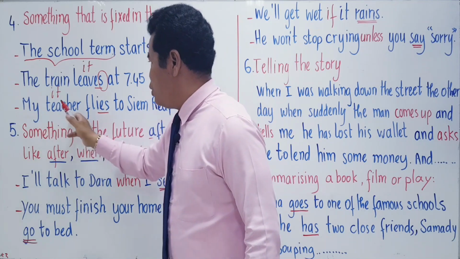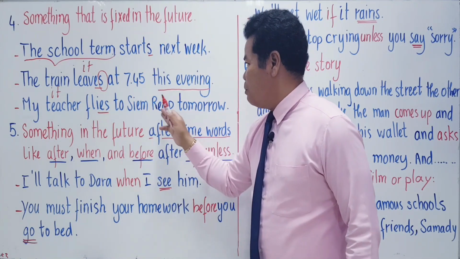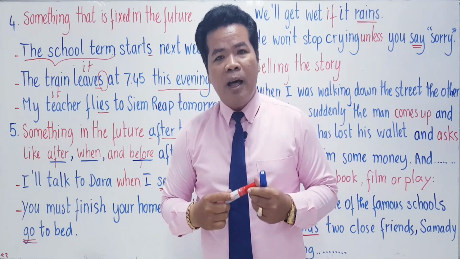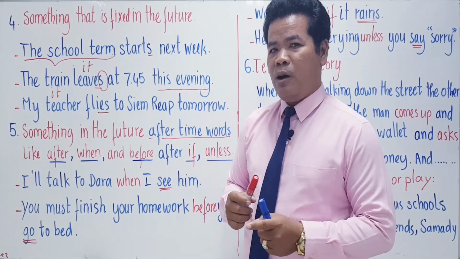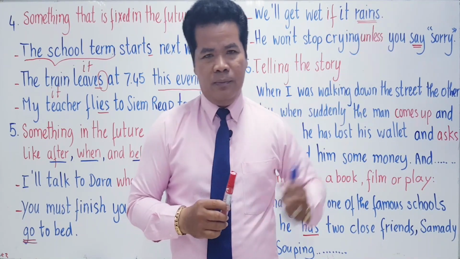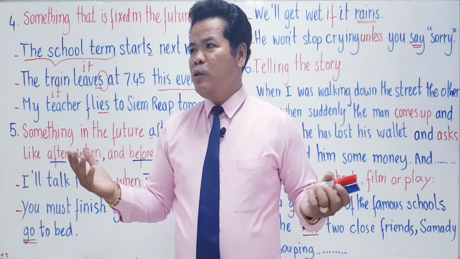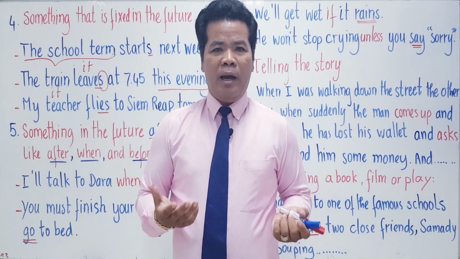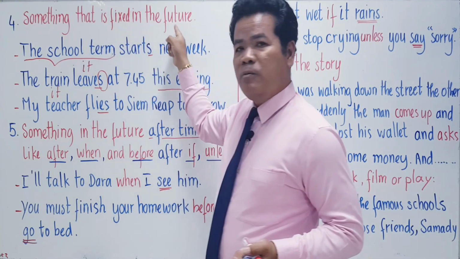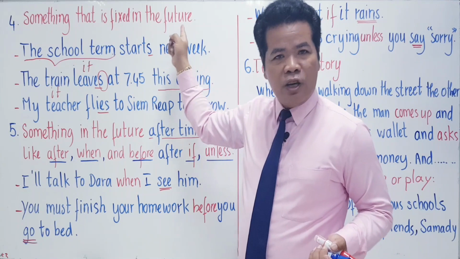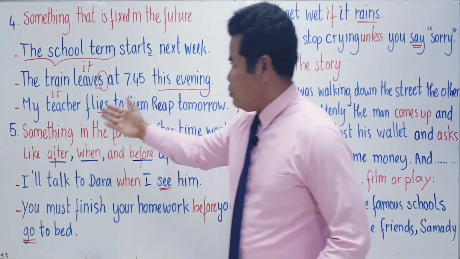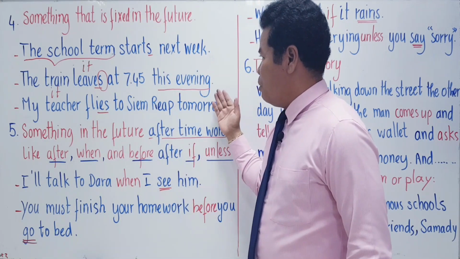Another one: my teacher flies to Siem Reap tomorrow. Not now. In the future. But why are you still using present simple? Why? Something that is fixed in the future. It doesn't change. It is just used as a schedule. So, my teacher flies to Siem Reap tomorrow.